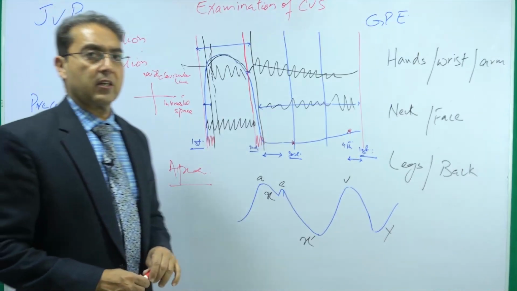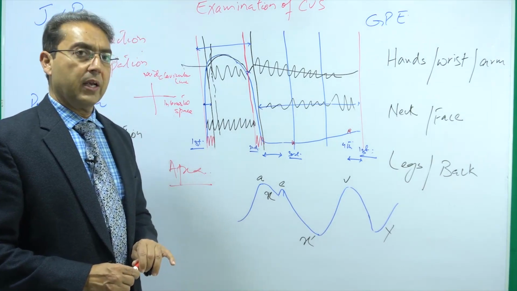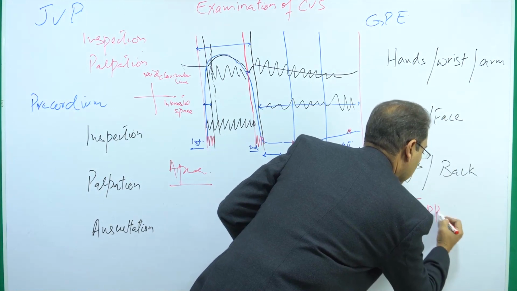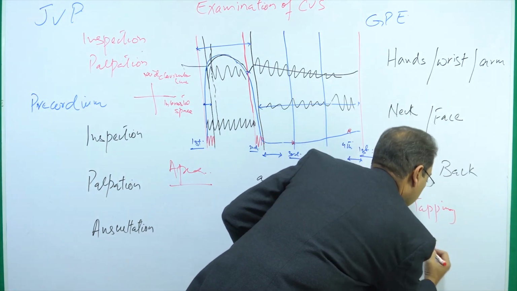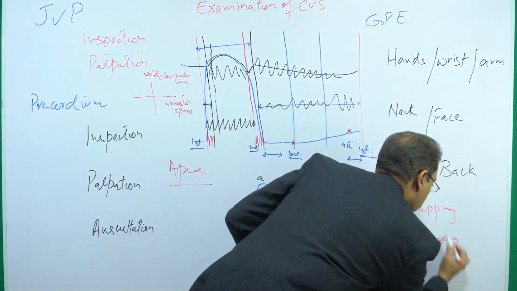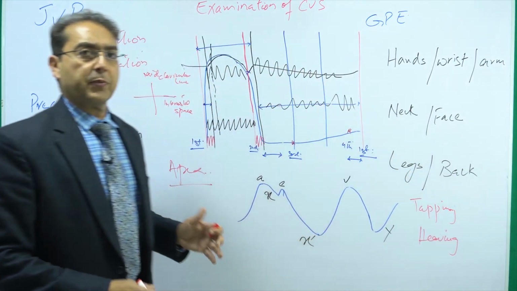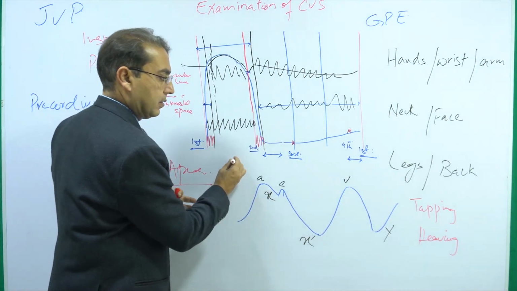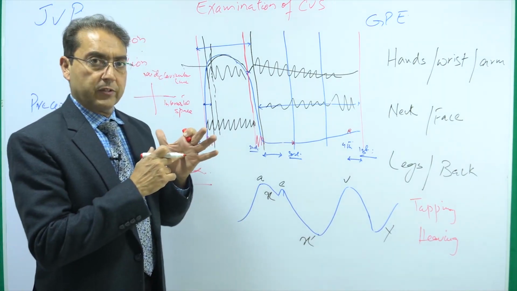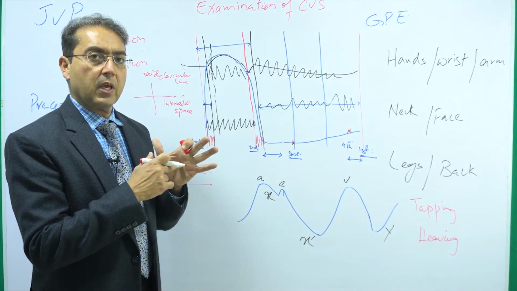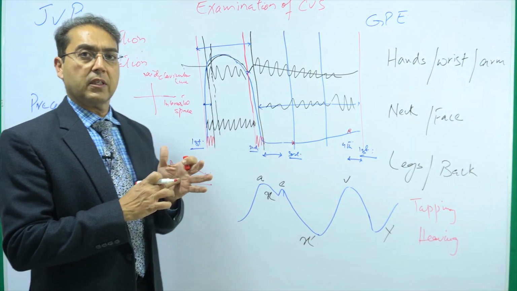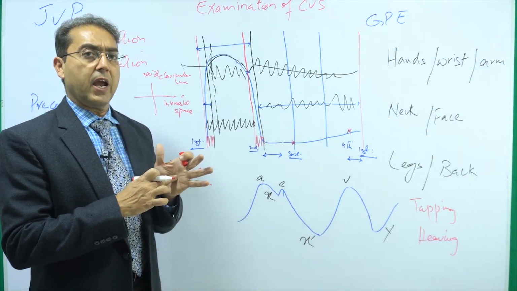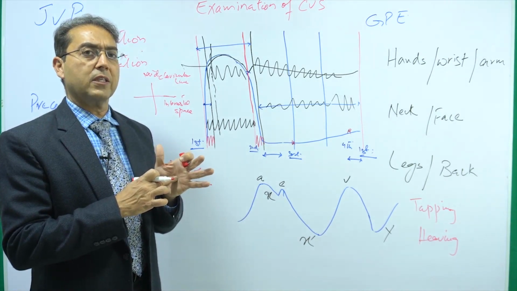And then we note the character of the apex. It is normal, or it is tapping, or it is heaving. A tapping apex beat just hits your palm like that, and a heaving apex beat lifts your palm. If the lifting is throughout the systole, that is from the first sound to the second sound, this is a well-sustained heave. And if it is only in part of systole, this is an ill-sustained heave.